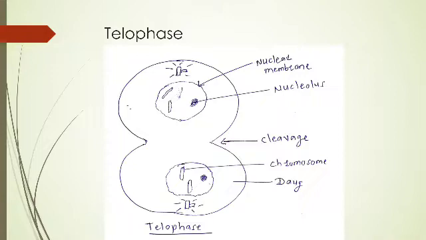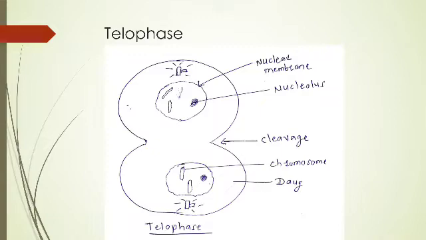So the next phase we are going to see is the telophase. In this slide you can see the figure of the telophase, and in this figure you can see how the telophase differs from the anaphase. In the anaphase, the sister chromatids move towards the opposite ends. And here you can see the two daughter cells. In the figure, the upper daughter cell and the lower daughter cell are formed from a single parent cell.